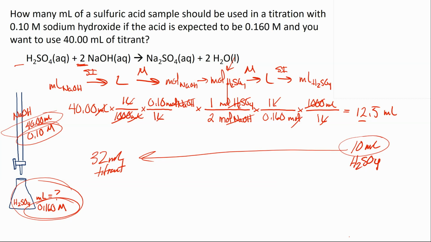So again, this would be a calculation you typically do as part of planning or modifying a procedure to work for your samples. And it's very similar to the calculation we did with the molarity, but instead of stopping at moles and then putting that in a new calculation, you continue to milliliters.